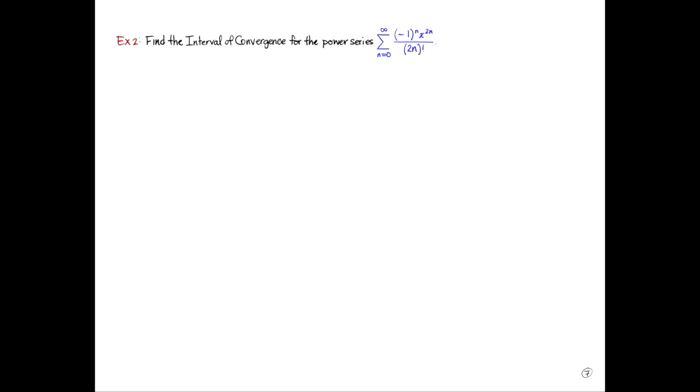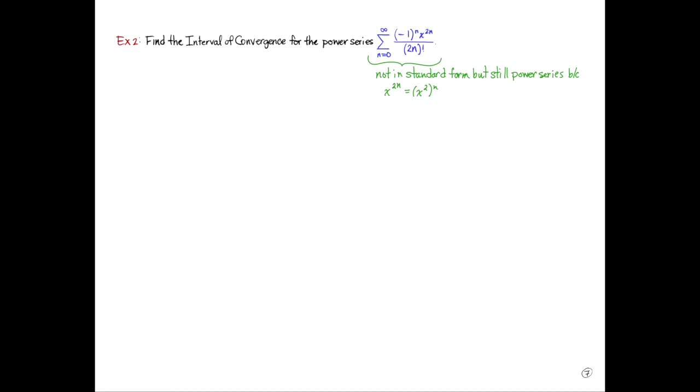In the next example, we want to find the interval of convergence for the power series (-1)^n times x^(2n) over (2n) factorial. Notice that our power series is not in standard form, but it's still a power series because we can rewrite x^(2n) as (x squared) raised to the n.